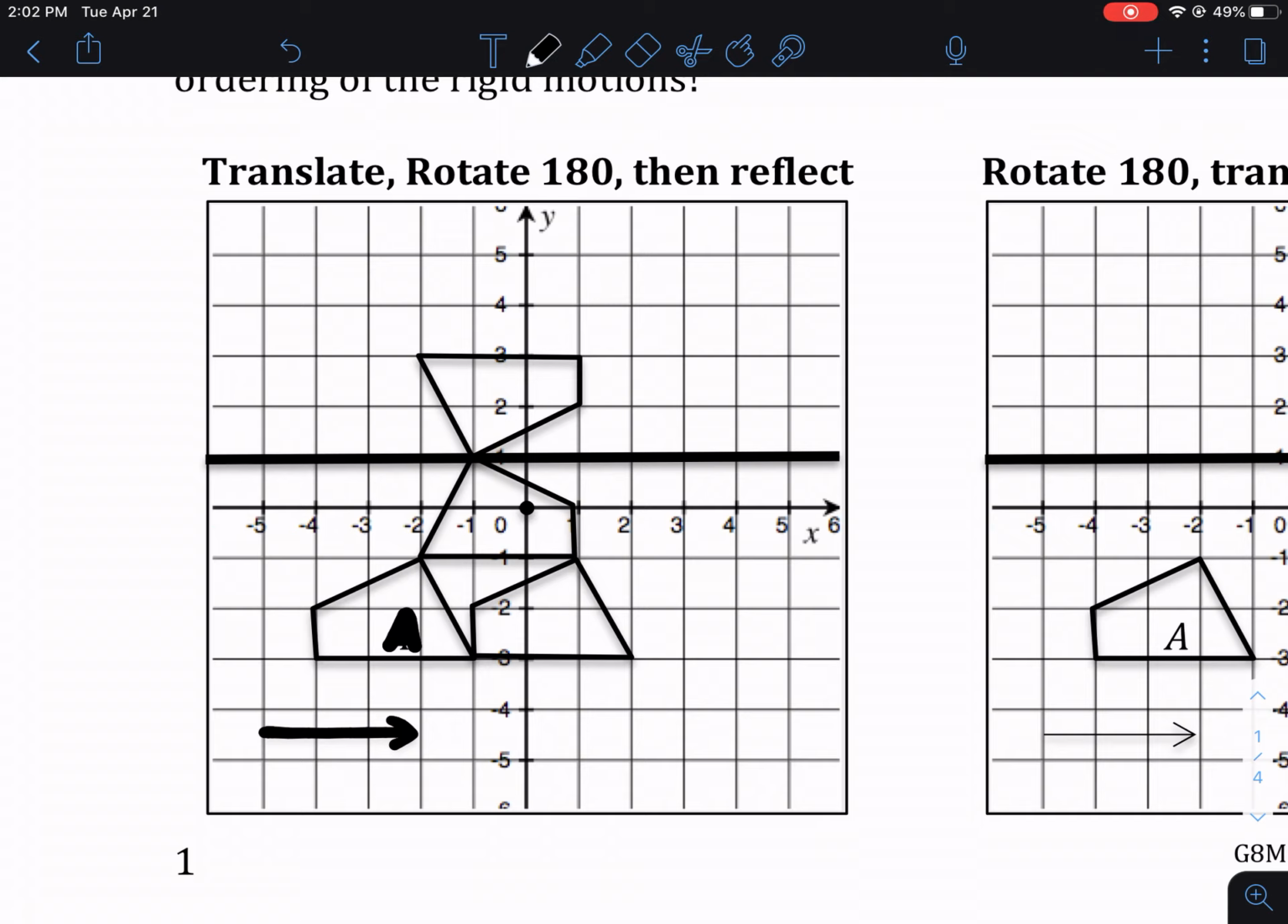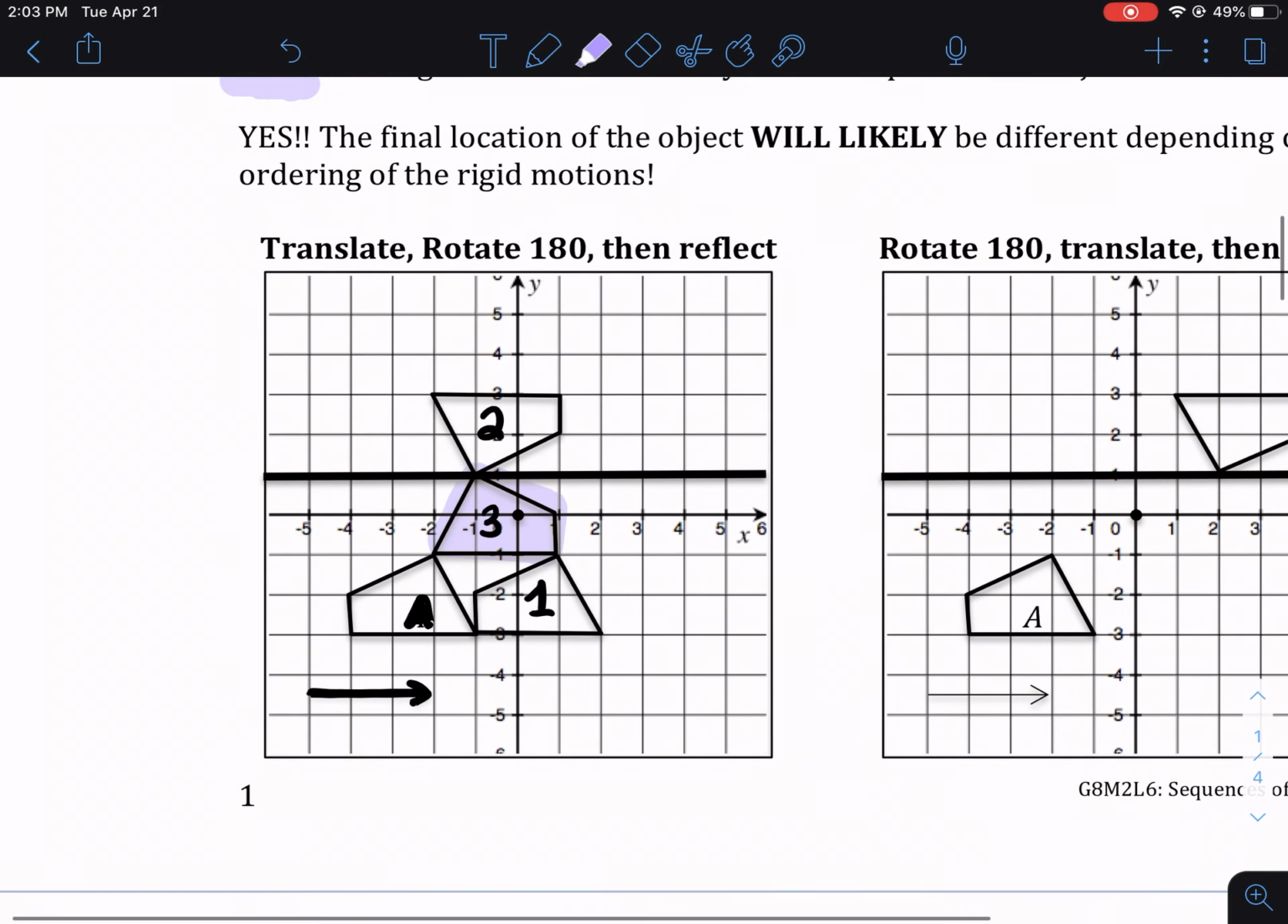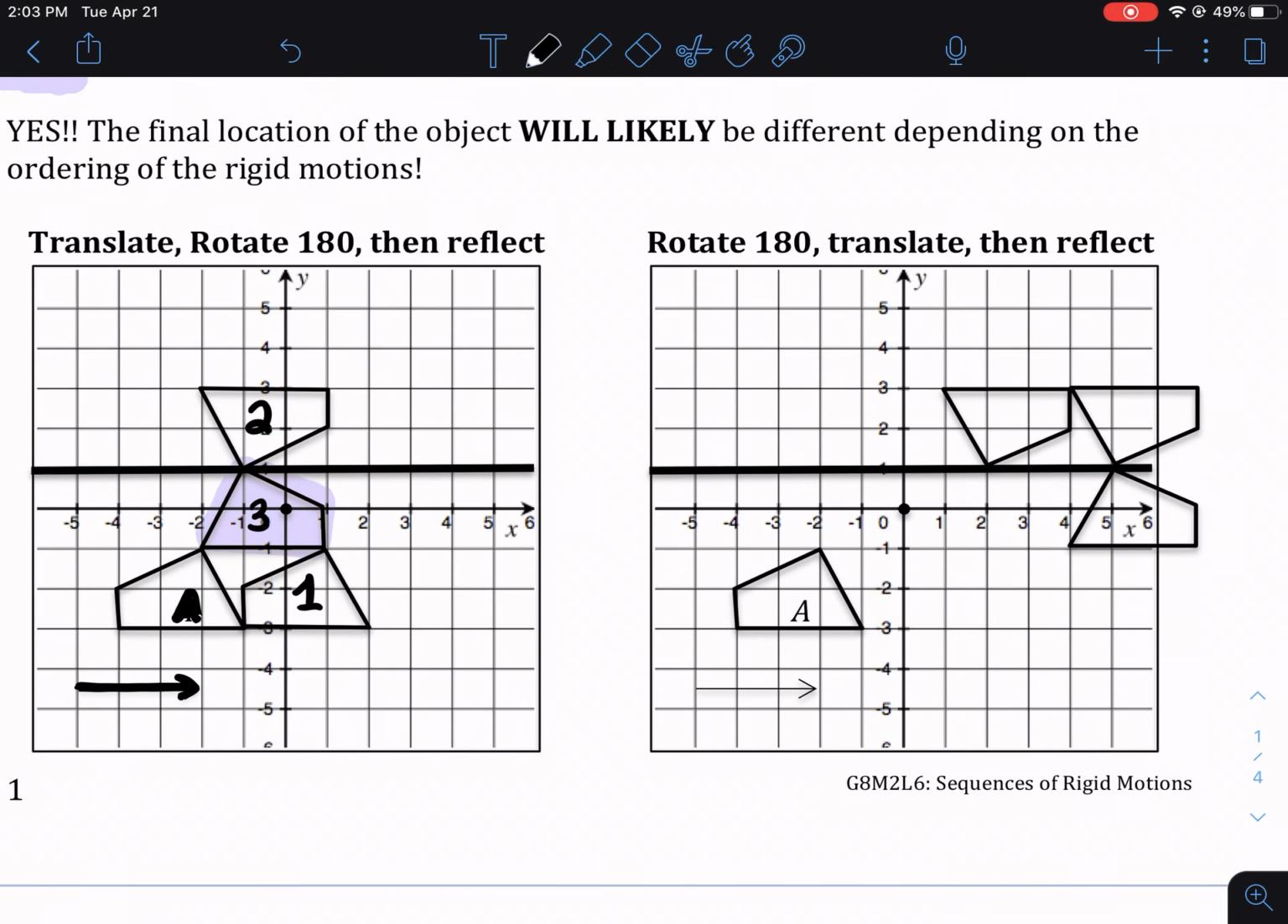So notice this, if I translate first, this is where I end up. From that point, if you rotate that, it's going to end up here. And then when you reflect, it's then going to end up here. So this was the placement of your final image. All right? But what happens if I still have the same original image, but then I did things in a completely different pathway? All right?